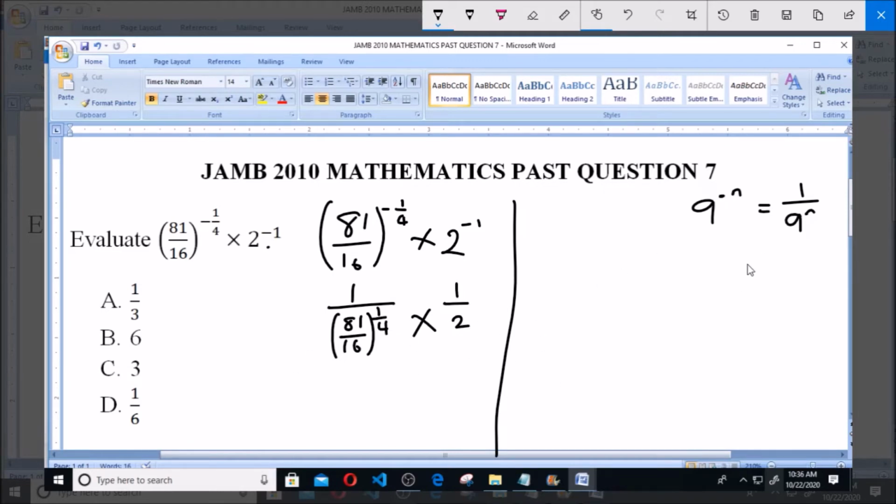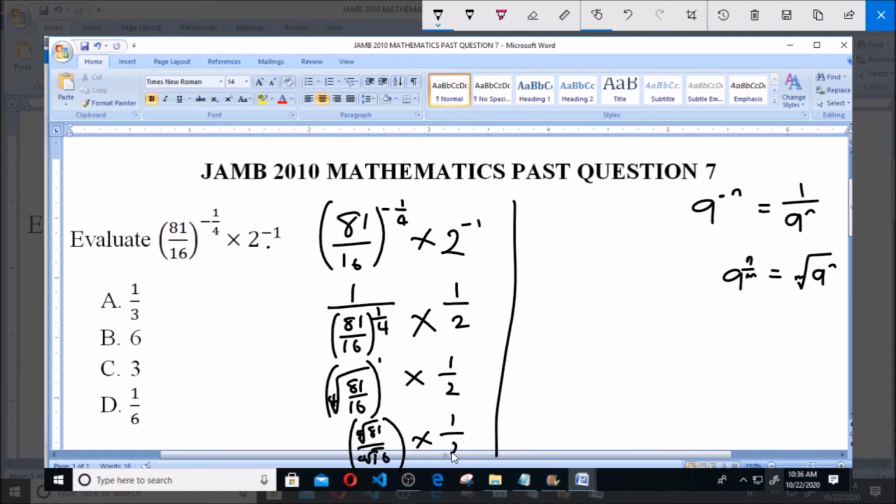Now from indices, when we have a raised to the power of n over m, it simply means the m root of a raised to the power of n. So we apply it here also. Since we have 81 over 16 raised to the power of 1 over 4, it simply means the fourth root of 81 over 16 raised to the power of 1, then multiply by 1 over 2. Now this will give us the fourth root of 81 all over the fourth root of 16, multiply by 1 over 2.